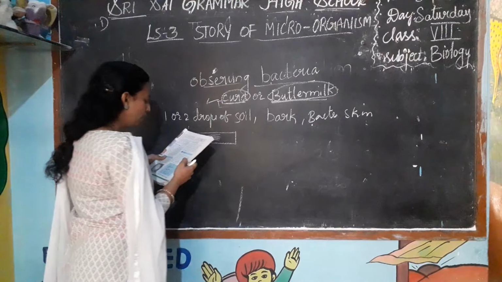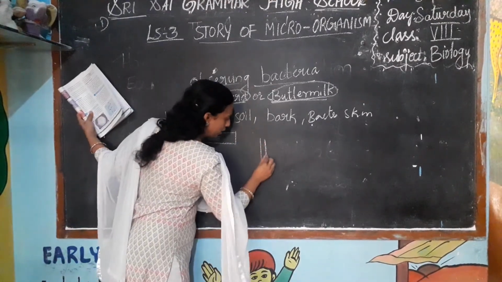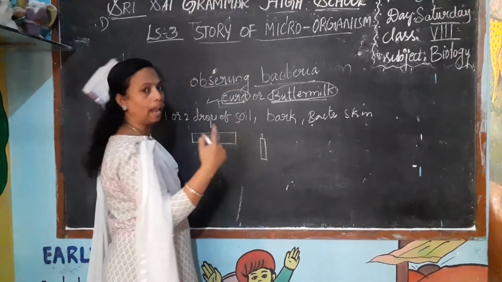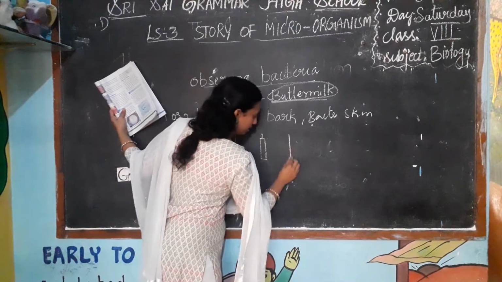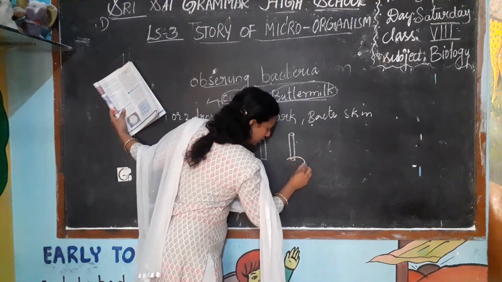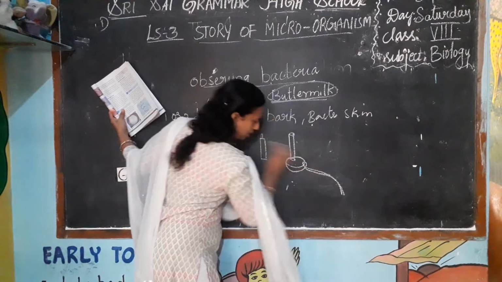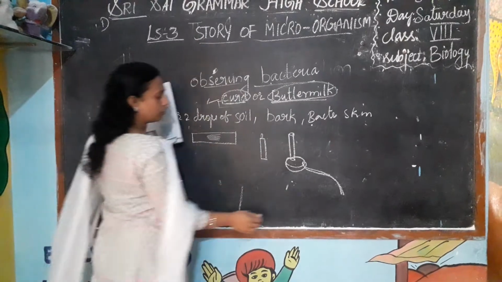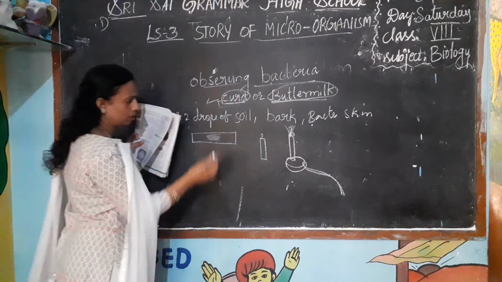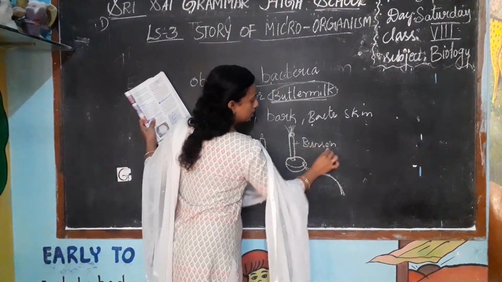After spreading, we have to slightly heat it. You can take a candle, or you can take the Bunsen burner, which is present in the lab. It will be like this, a Bunsen burner, which is attached to the gas. So when you switch this on, you can get the flame. This is known as a Bunsen burner.